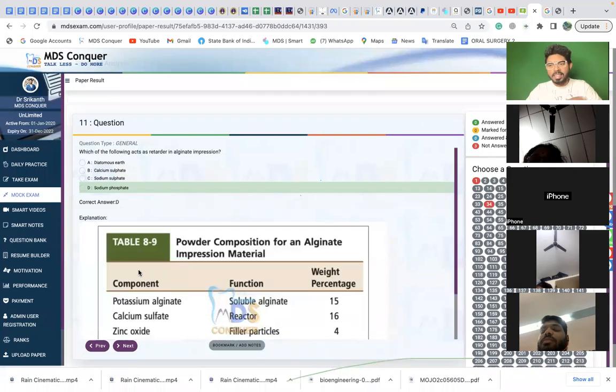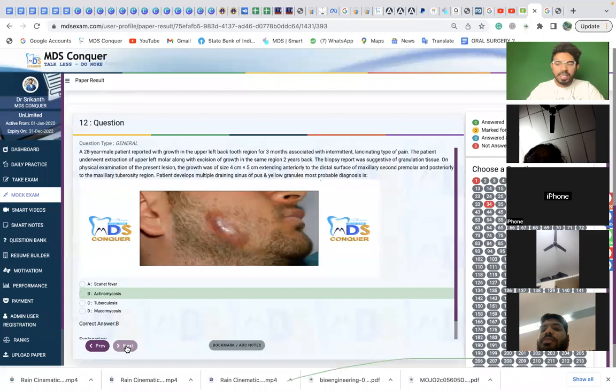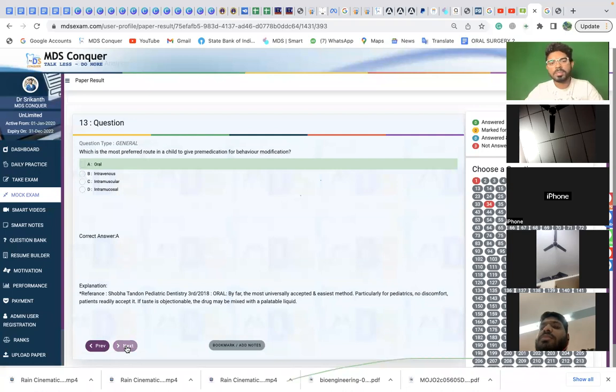Okay, so again, alginate agar classification. 2 days before the exam, I have discussed alginate classification. The same question was given. So I'm adding one. Actinomycosis is something very, very familiar. Okay, even if you don't know now, you have to learn actinomycosis, which is very, very common. And it's a very simple question. Multiple sinus openings, yellow color granules. That's the simple keyword where you can go for actinomycosis. This is a very easy question.